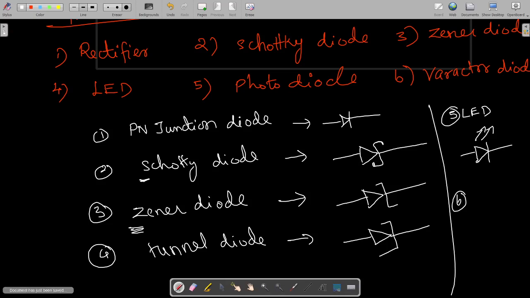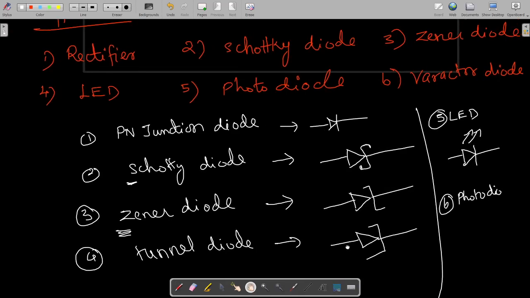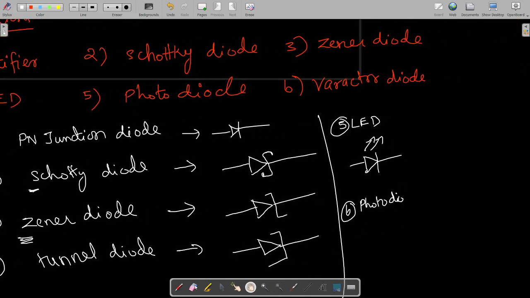Then for the photodiode, photo means light. In this you have the diode like this, which conducts current when the light rays are falling on it. So this represents your photodiode.